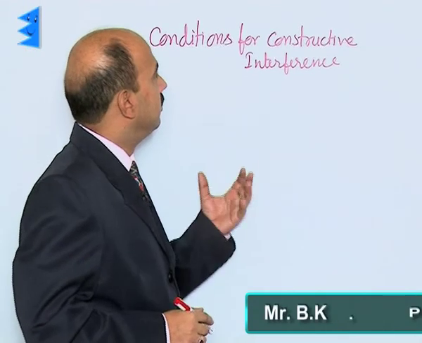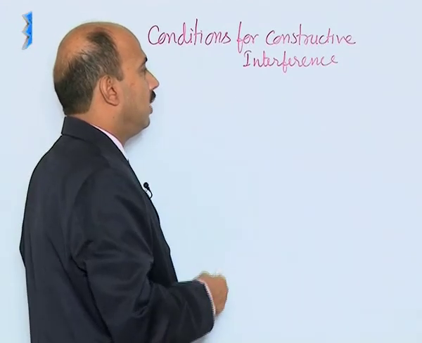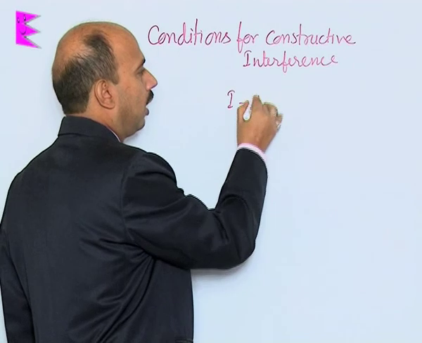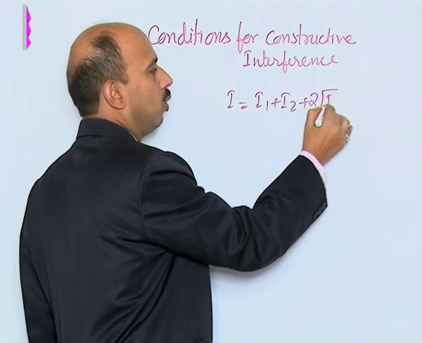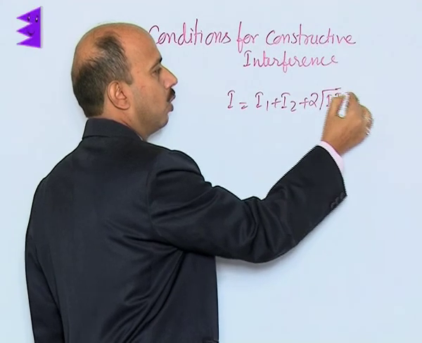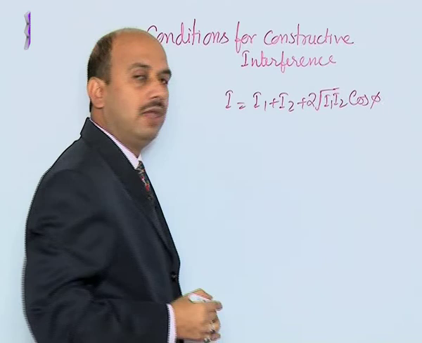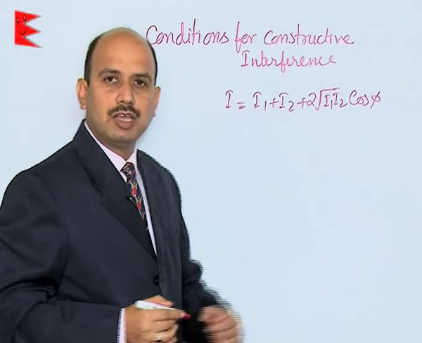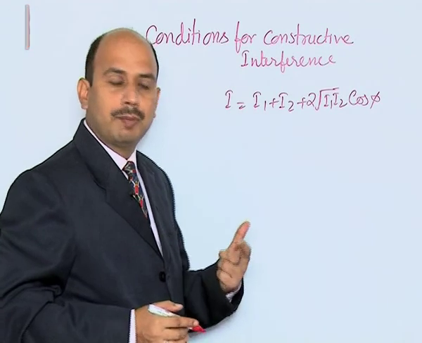Now see here, conditions for constructive interference. We know this formula, that is I is equal to I1 plus I2 plus twice the square root of I1 I2 cos phi. This is the formula for the resultant intensity in the interference pattern in Young's double slit experiment. For constructive interference, intensity has to be maximum.